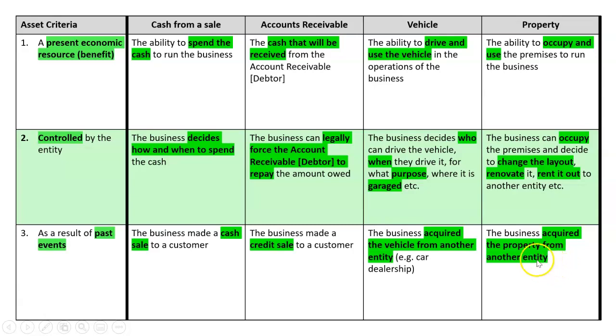So the point of this is we don't know specifically what examples we could get asked to apply this to. That's why we want to be flexible. If you know these three asset criteria here, a present economic resource or benefit, controlled by the entity as a result of a past event, you can apply them to absolutely any asset that a business could have.